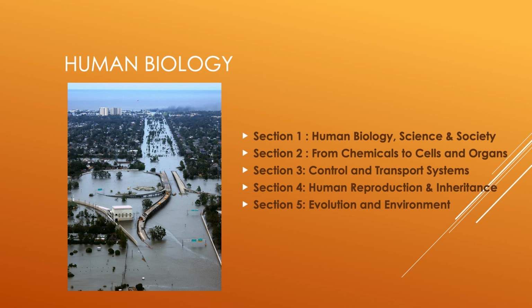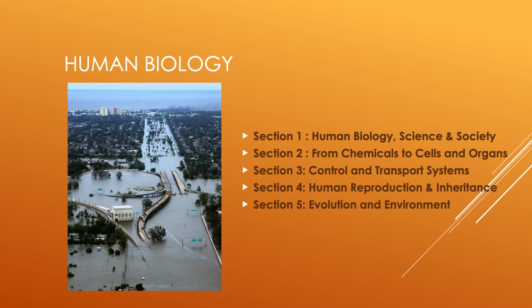Okay, and so the course is divided into 5 sections. The first one goes over what is human biology and then what is science, and that's a really key thing because we are studying science and what are some of the aspects of science, how is it done, how does it affect society, things like that.